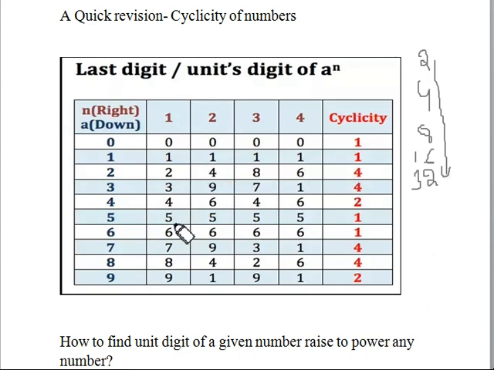Each number has its own cyclicity. For 2, 3, 7 and 8 the cyclicity is 4, for 4 and 9 the cyclicity is 2, and the rest of the numbers, 1, 5 and 6, give the same digit after multiplying, so their cyclicity is 1. Now we'll take an example to start the topic, and after that we'll discuss the placement questions, what type of questions they ask, and the weightage of cyclicity in placement exams.